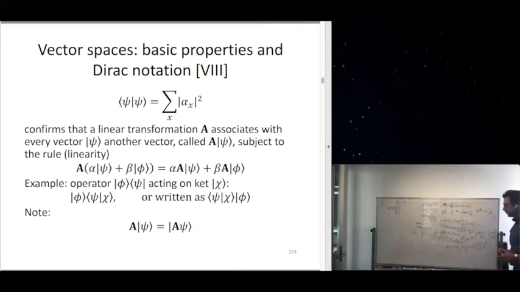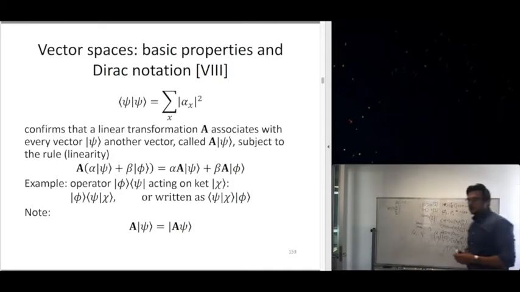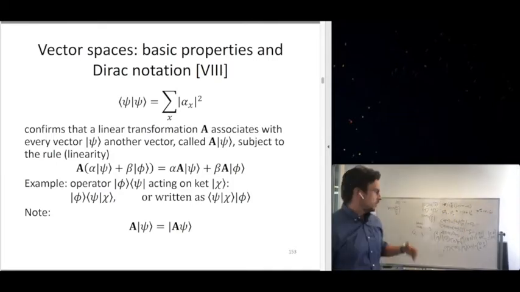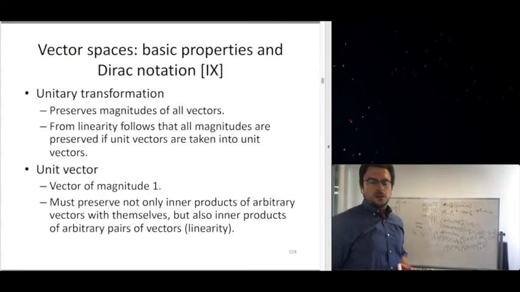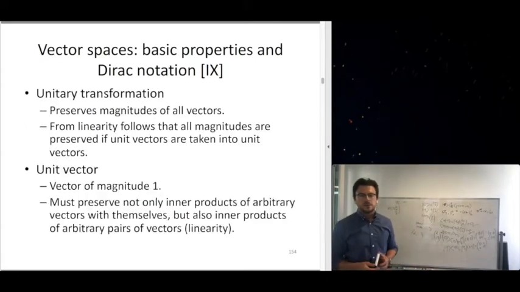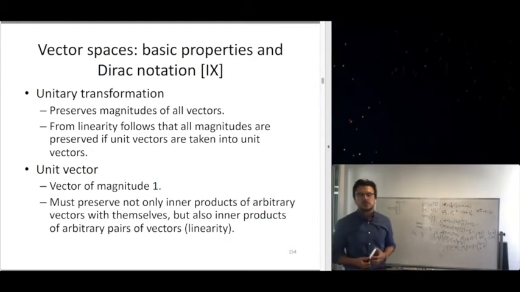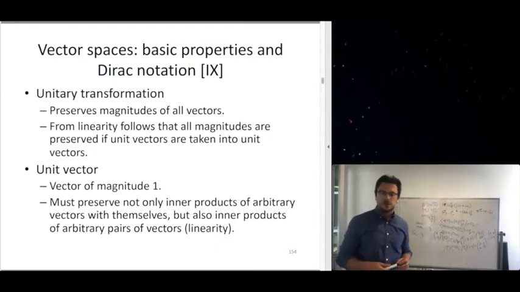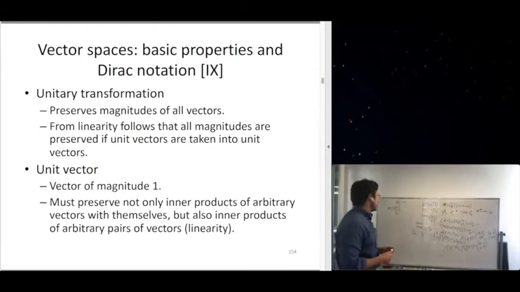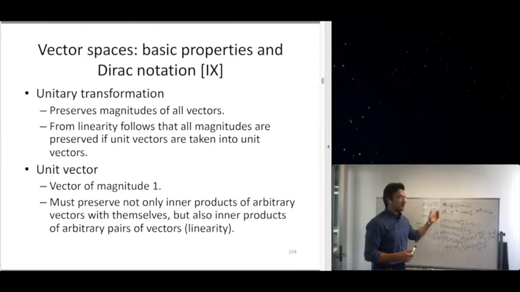So this is how you can create transformations. We will learn about that in more detail later, but just so you know, this is how you can come up with transformations. So the unitary transformation, to sum that up, preserves the magnitudes of all the vectors. A unit vector is a vector of magnitude 1, and it must preserve not only inner products of arbitrary vectors with themselves, but also inner products of arbitrary pairs of vectors. Linearity is what it's called. We had a look at that before.